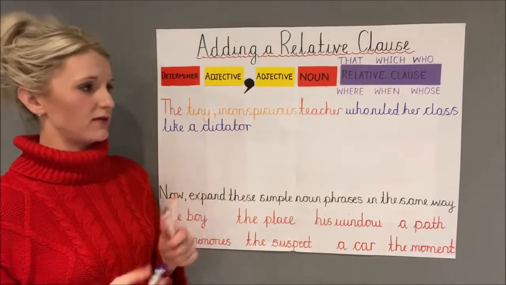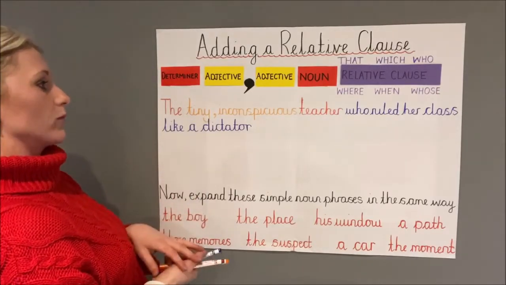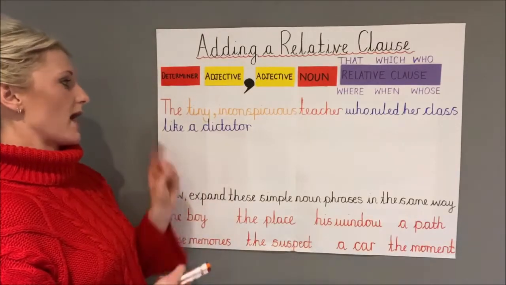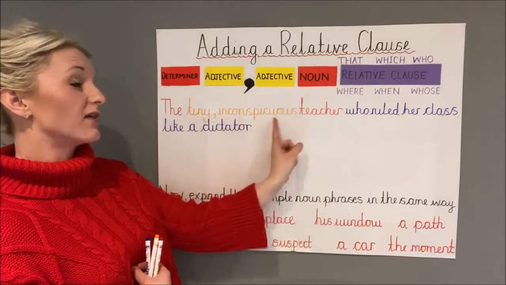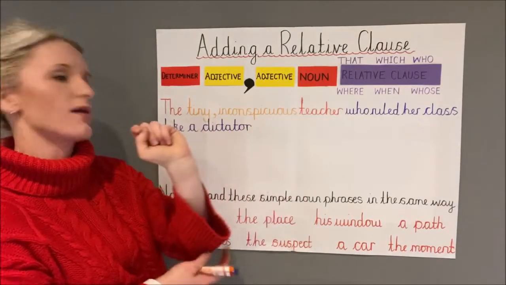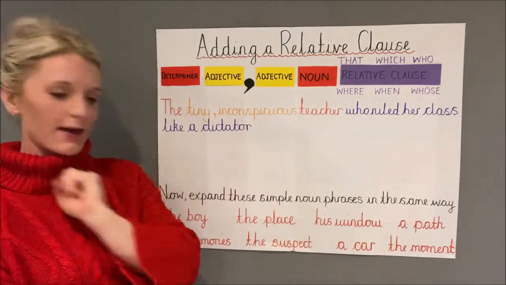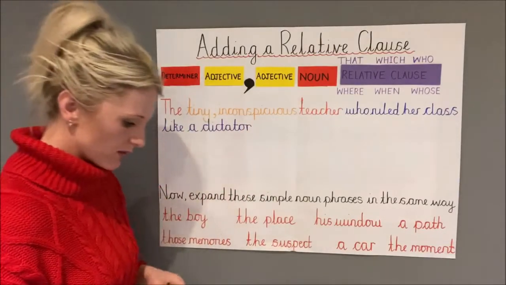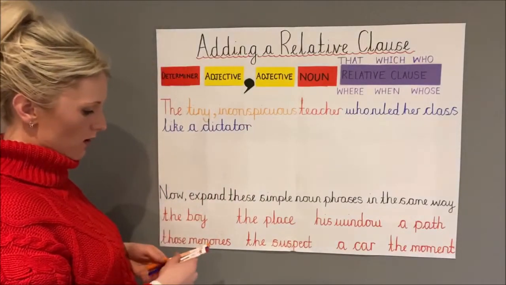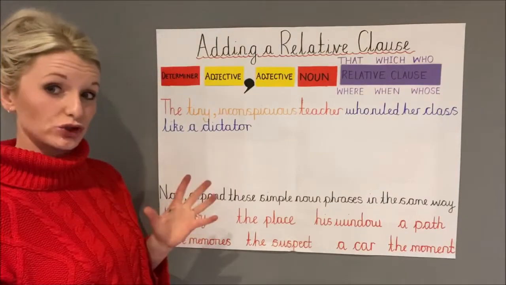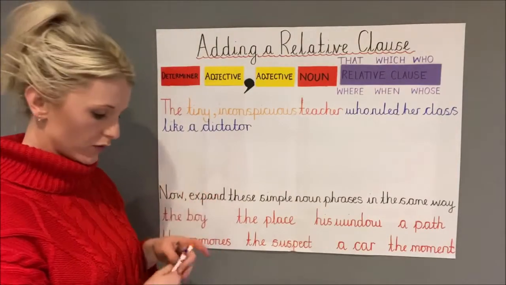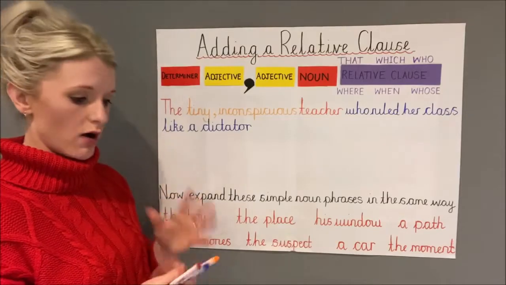So it might be part of a sentence that said all of the children had heard about the tiny, inconspicuous teacher who ruled her class like a dictator. Okay? I'm going to do it again with another noun. So this time we are going to use an abstract noun, so an idea sort of noun, and that's going to be the word time.